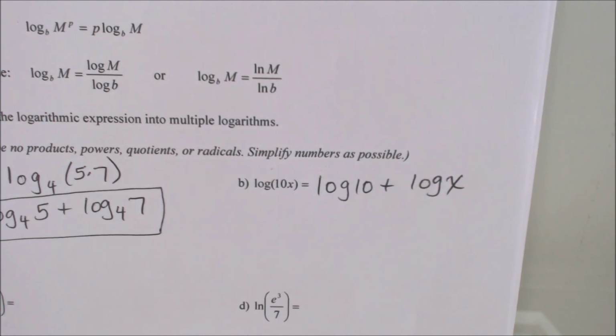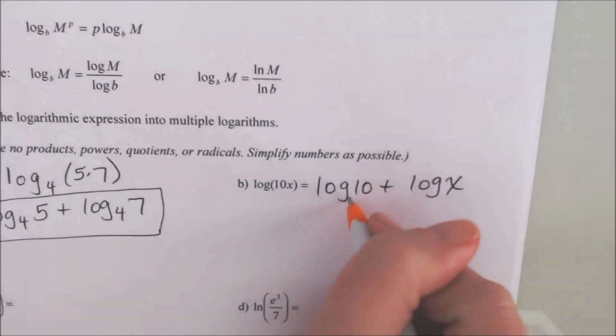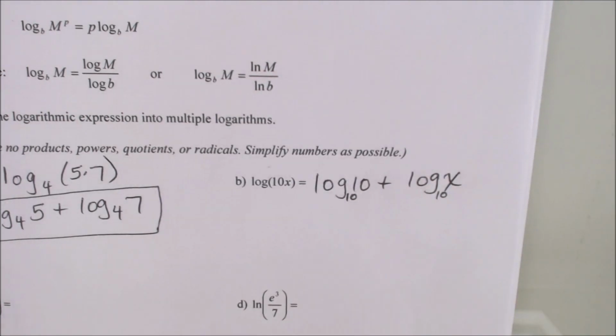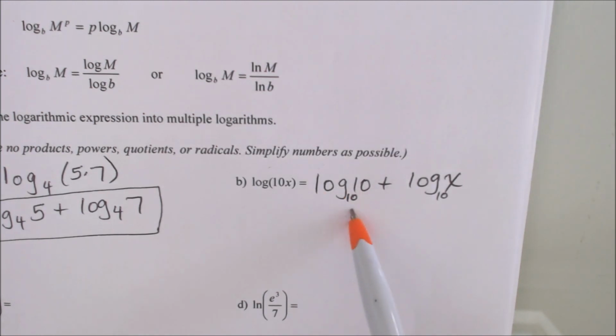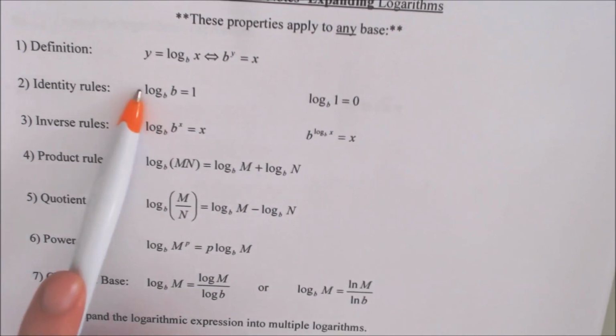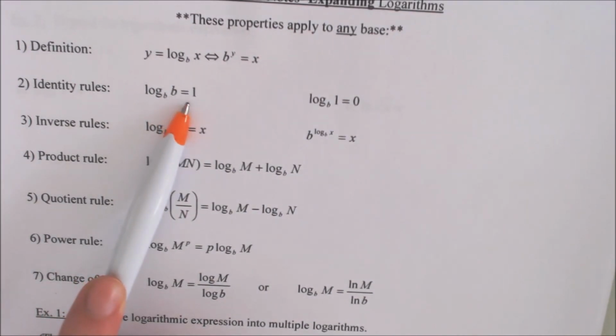If you notice that we have a common log here, remember, when there's nothing written as an implied base 10, we said that was the common log. So this is really log base 10, and it's 10 for both. But the reason I bring that up is if you can simplify using the properties we used in the last lesson, if you can simplify any of the numbers, go ahead and do that. Log base 10 of 10 using our identity rule, remember log base b of b equals 1.